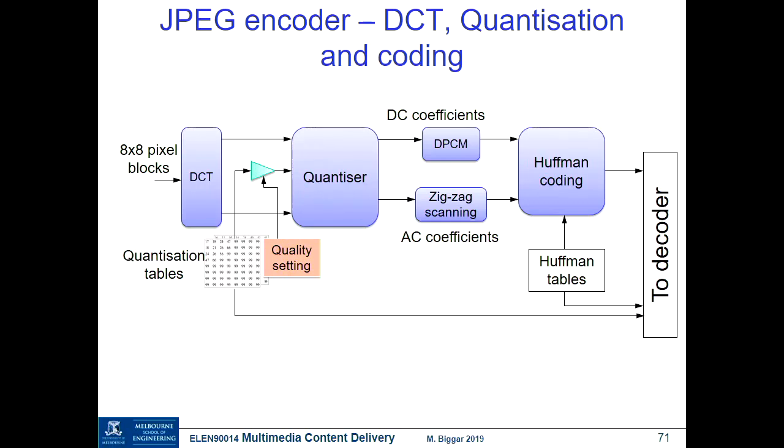And then the resultant values are Huffman coded before sending off to the decoder. And the Huffman tables are based on the probability distribution of that particular image, so the code words have to be sent off to the decoder as well.